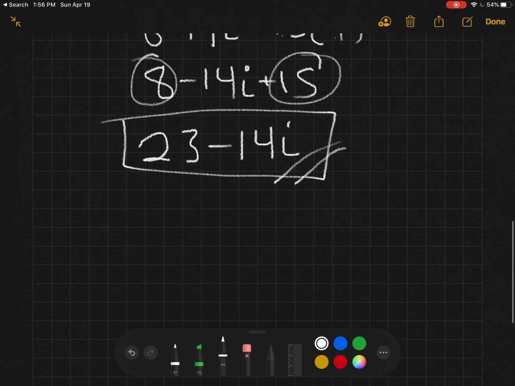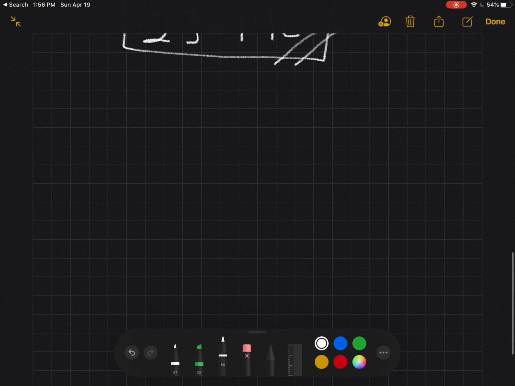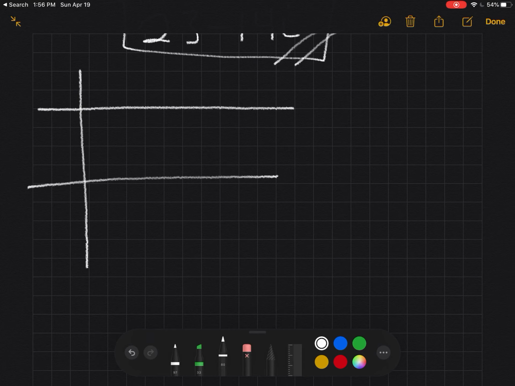8 minus 14i plus 15. And now I have the like terms of 8 and 15 that I can combine. So I get 23 minus 14i. And that would be my final answer.